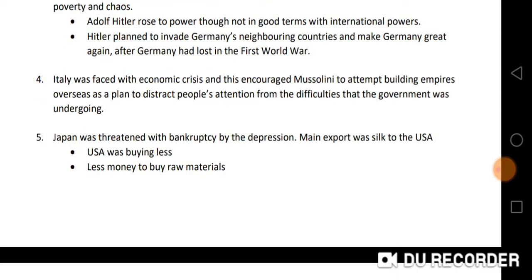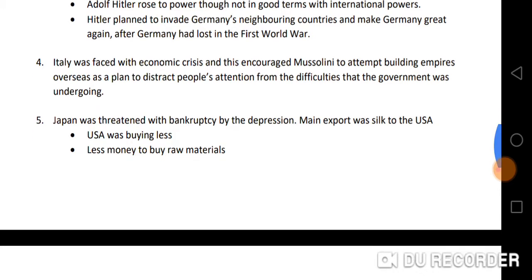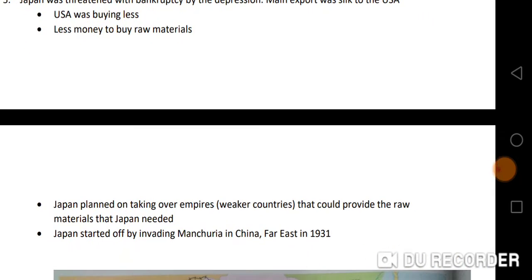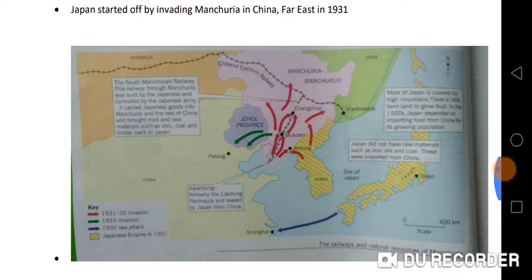Then the fifth, we find that Japan was threatened by bankruptcy by the Depression, as her main export was silk to the USA, and due to the economic depression, the USA was buying less and less, and as such, there was less money to buy raw materials. And we see that Japan planned on taking over empires, weaker countries that could provide the raw materials that Japan needed. And as a start, Japan invaded Manchuria in China in the Far East in 1931.